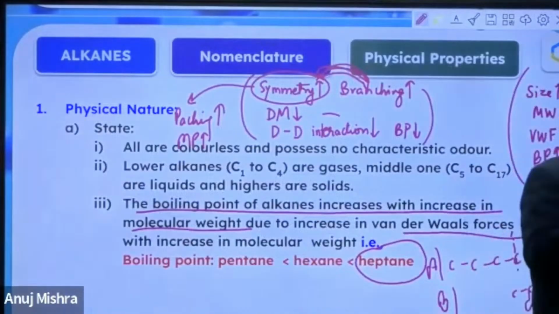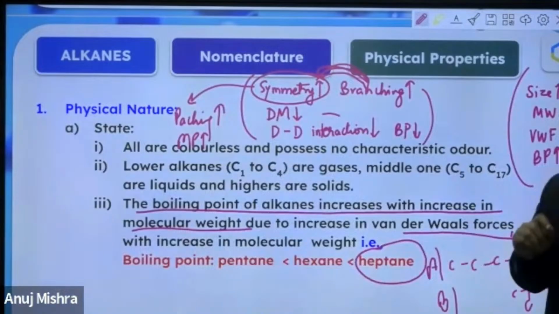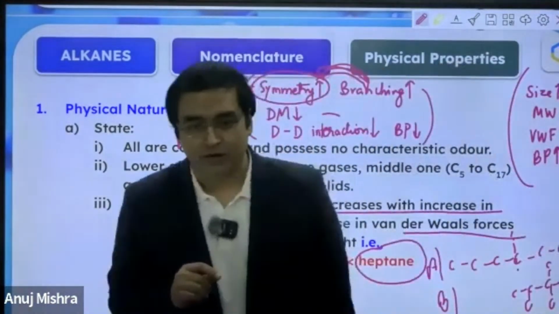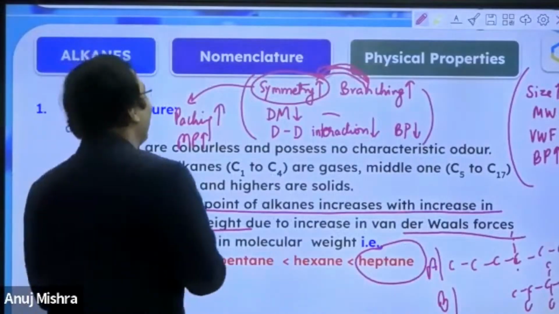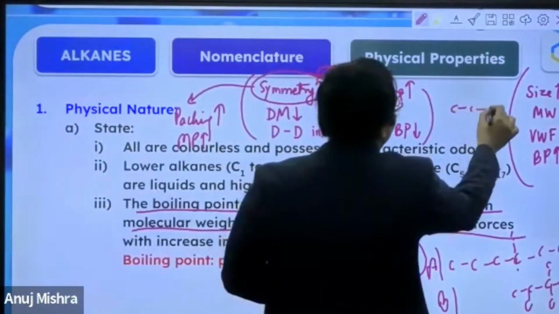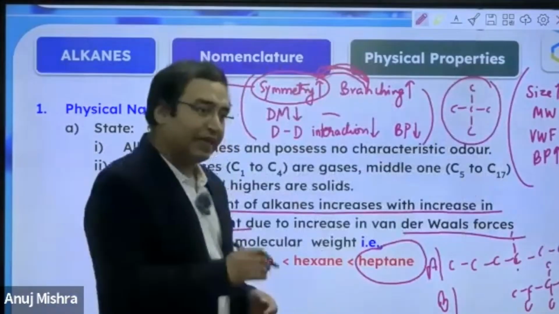Neopentane has higher boiling point than normal pentane. True or false? Neopentane has higher boiling point than normal pentane. Neopentane is this compound. Neo is like carbon with this branching. Normal pentane is a straight chain. False. Answer is false, right? Because neopentane will have lesser boiling point.